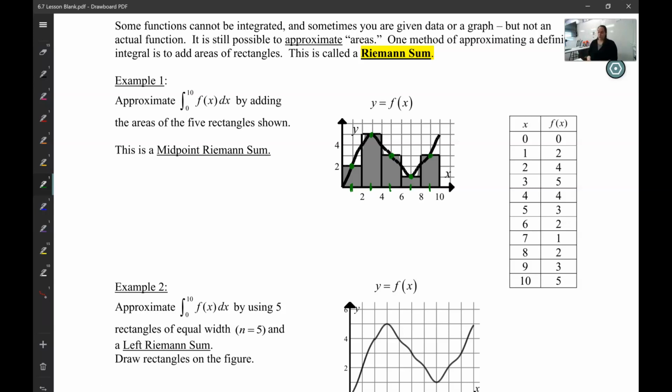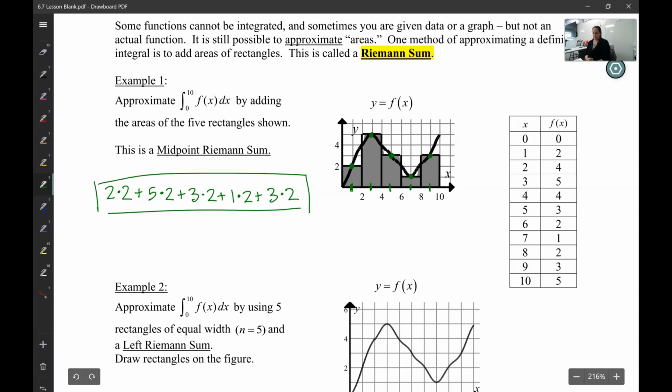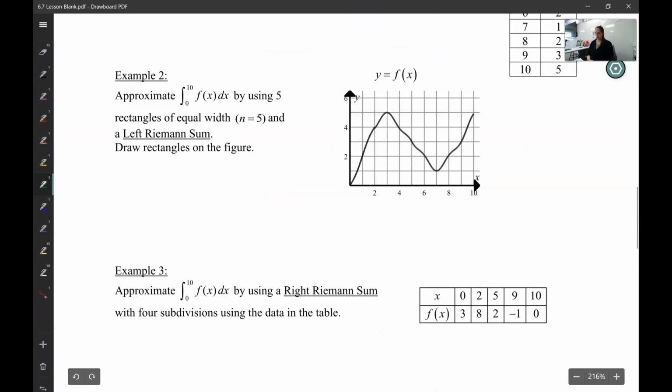And now we just need to calculate that approximate area by finding the areas of the rectangles and adding them together. So this is a 2 tall by 2 wide, so 2 times 2, plus this one's 5 tall by 2 wide, so 5 times 2, plus this one's 3 tall by 2 wide, 3 times 2, plus this one's 1 tall by 2 wide, 1 times 2, plus, and this last one is 3 tall times 2 wide. And we do not need to simplify it. You can leave it like that. Let's try the next one.